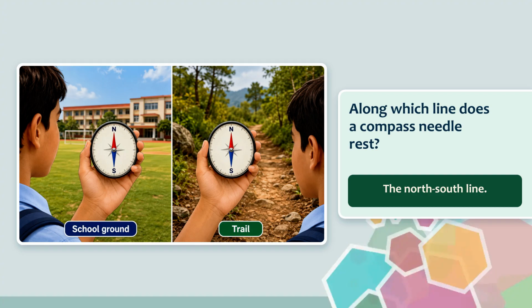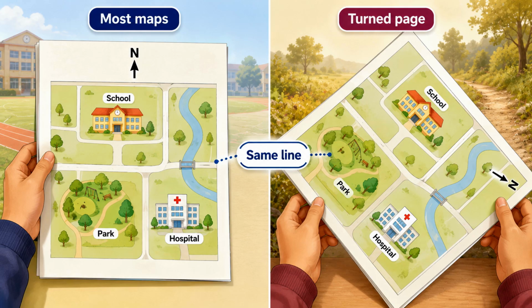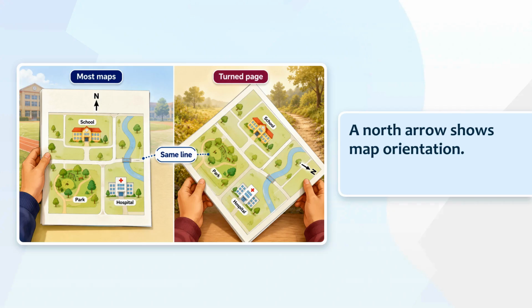Next, we will use a north arrow to understand how a map page is oriented. A north arrow shows how a map is oriented. North is usually at the top, but if the page is turned, the arrow may point to a side, so page up does not always mean north. The arrow, not the page edge, gives the clue.